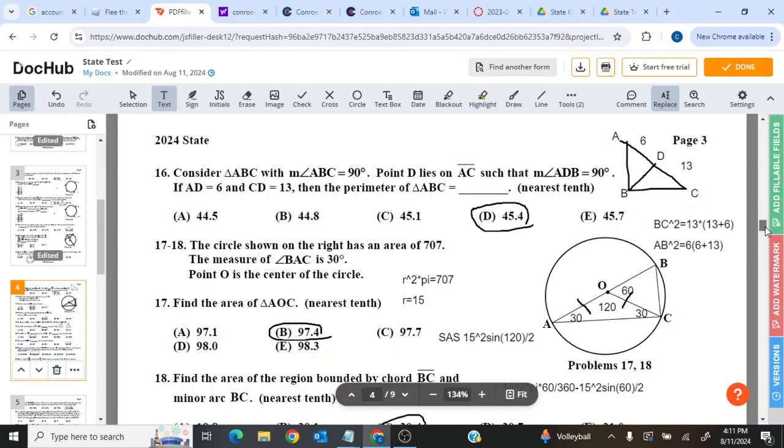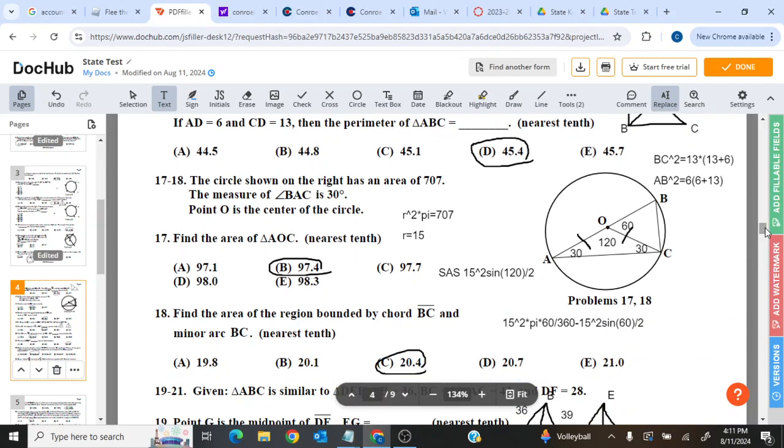17, the circle shown on the right has an area of 707. Measurement of BAC is 30 degrees. Point O is the center of the circle. Find the area of triangle AOC. Well, let's figure out the radius of your circle first.